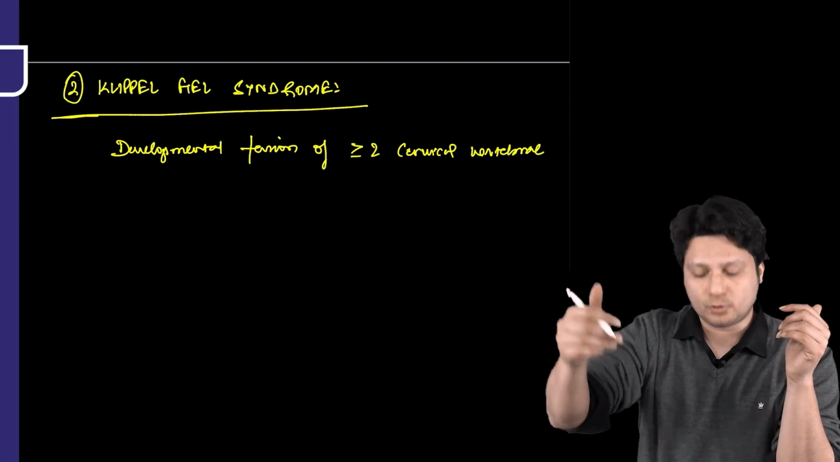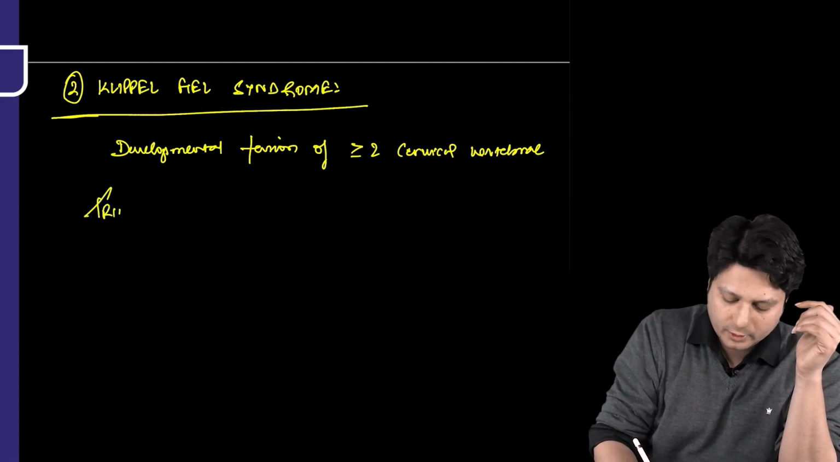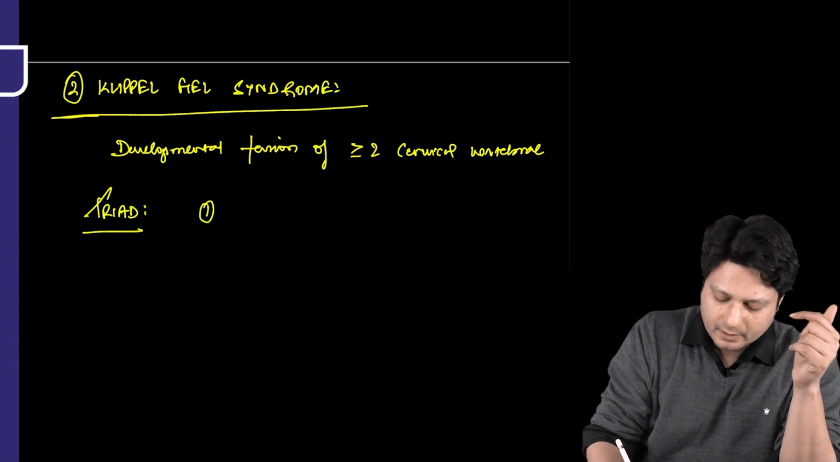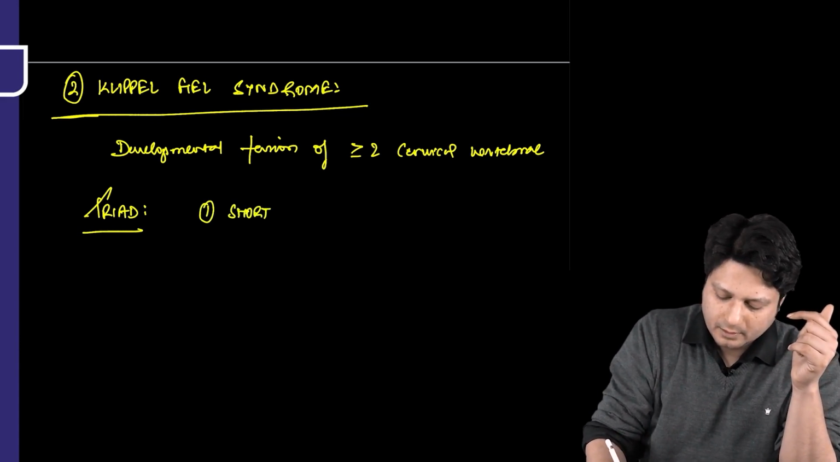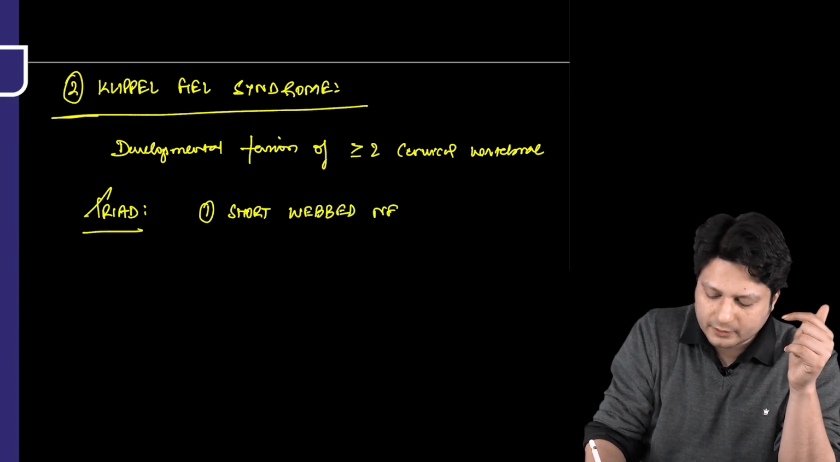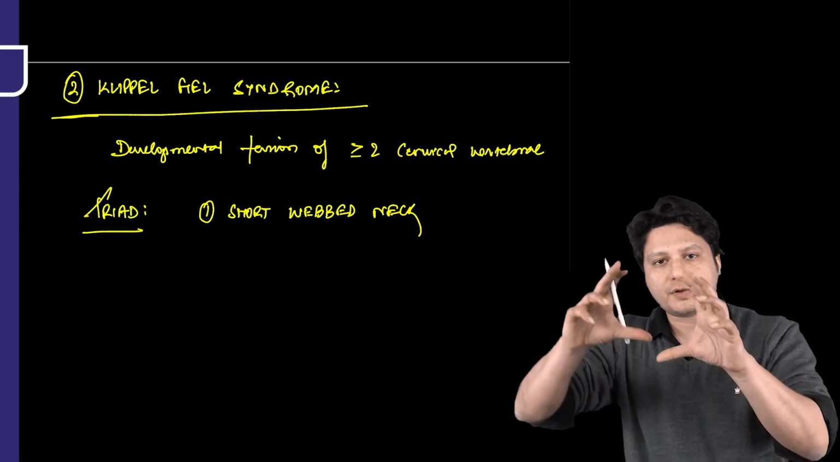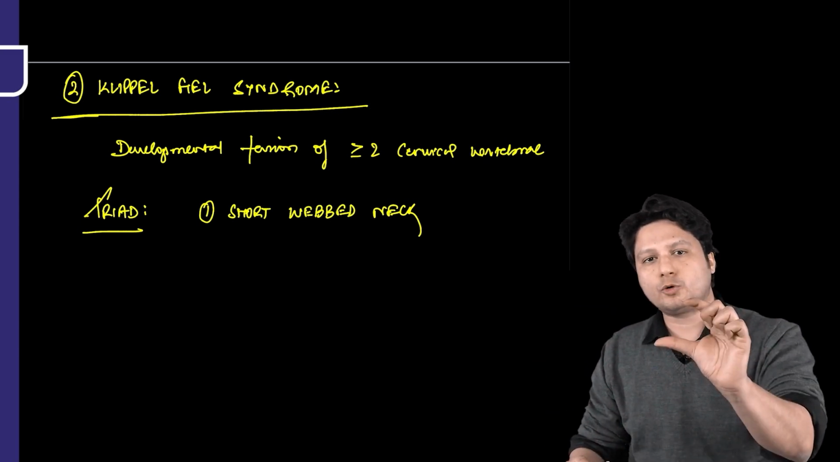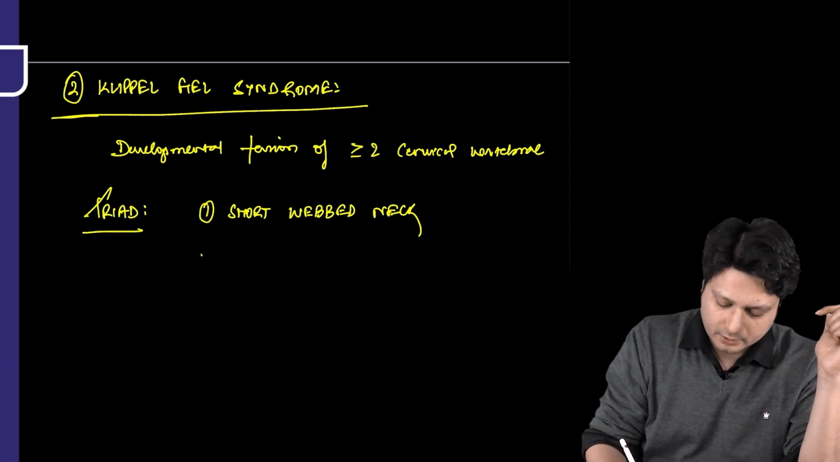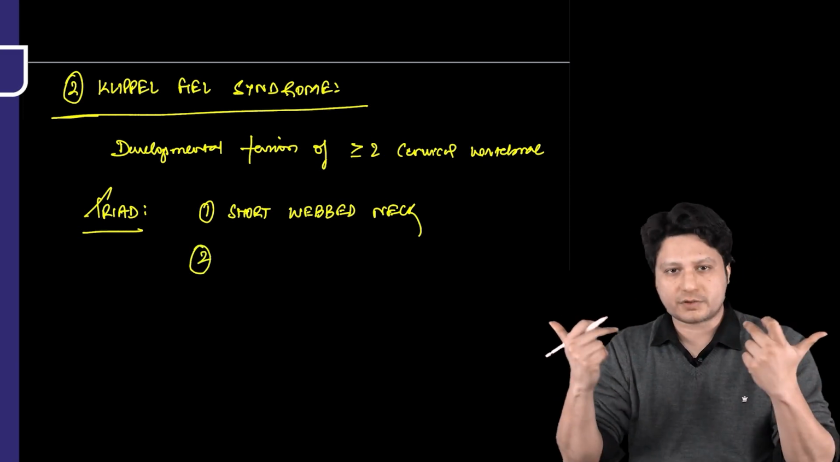Now, what will it lead to? It will lead to a triad, there are going to be 3 clinical features because of this Klippel-Feil. One is short webbed neck. Now, it is not difficult to understand that out of the 7 vertebrae, if 2 or more than 2 of the vertebrae are fused, then it will result in the shortening of the neck. And there will be webbing of the skin also.